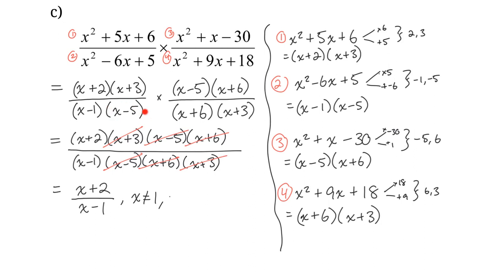And then if we look at x minus 5, x cannot be equal to positive 5. And our next factor is x plus 6. So that means x cannot be equal to negative 6. And our last factor is x plus 3. So x cannot be equal to negative 3. And that is our final answer.